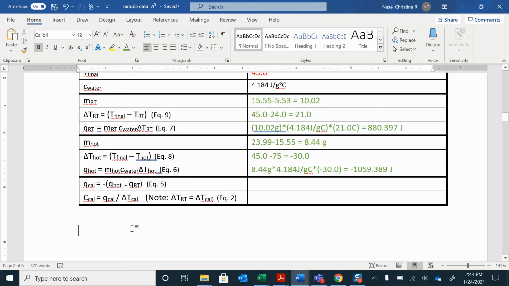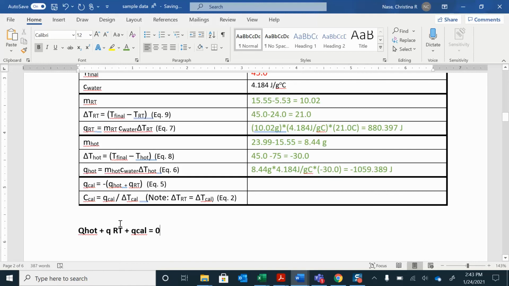So if you think about what we're doing here, we have a certain amount of heat in our system. We're going to have Q hot, Q room temperature, and some of the heat will be lost to the calorimeter. So all those heats have to equal 0. I already know two of these, right? I just figured these two out.